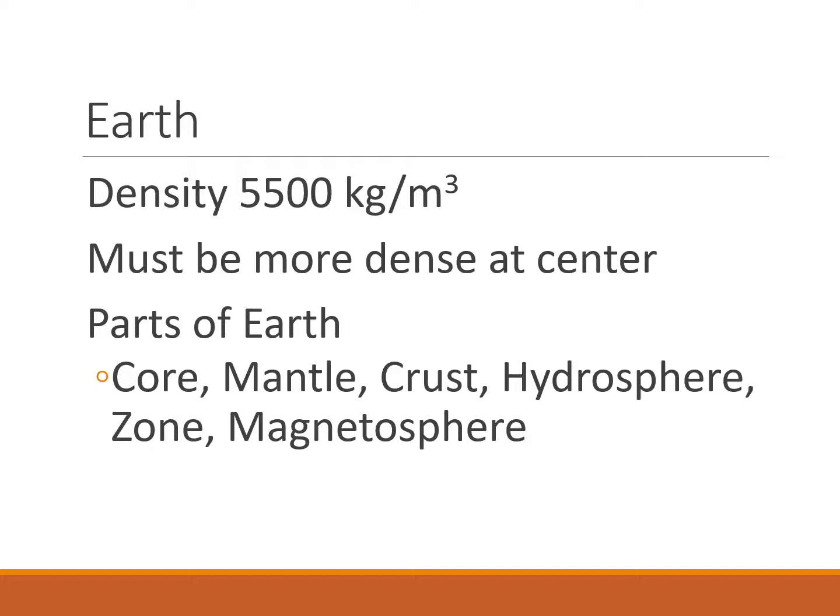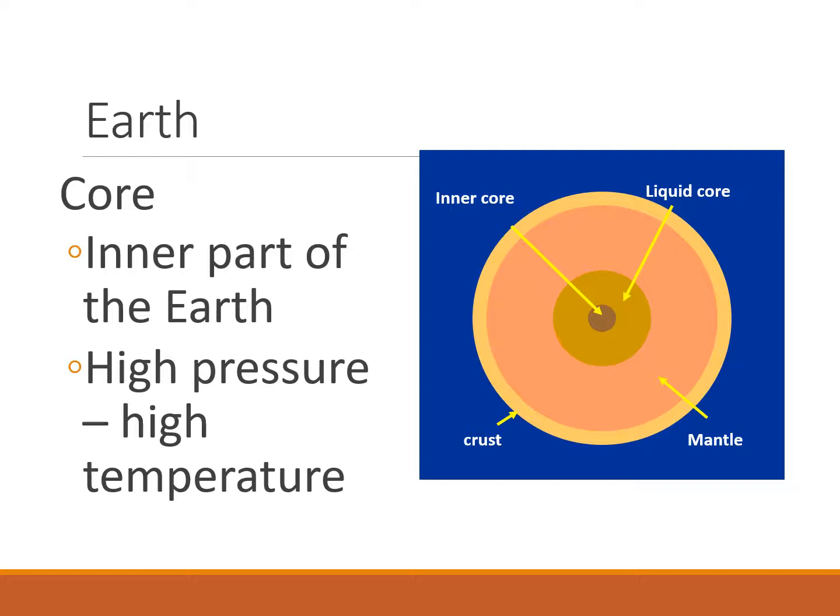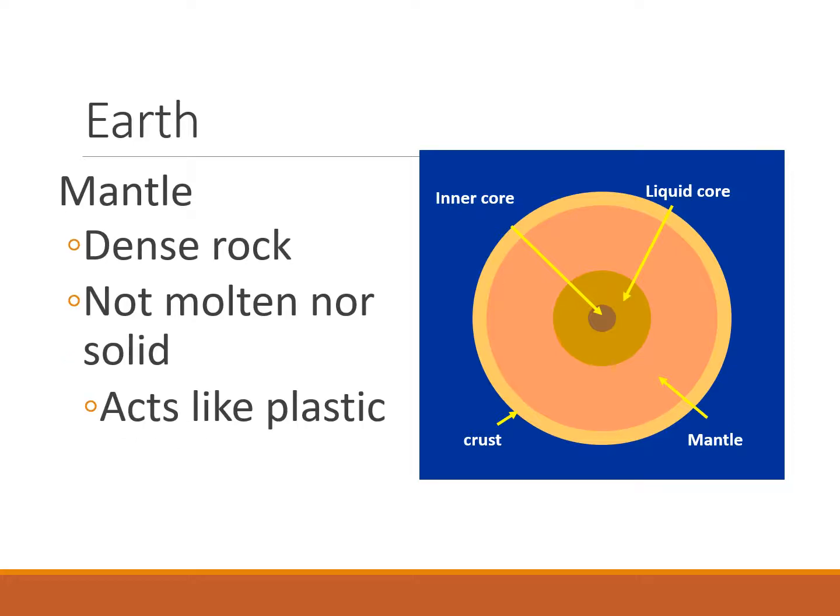Okay, so let's talk about the parts of the Earth. We're going to start out with the core at the center. Then we have the mantle, the crust, the hydrosphere, the ozone, which is actually another way of saying the atmosphere, and then we'll talk about the magnetosphere. Inside the core we have very high pressure and very high temperatures. We have an inner core, which is solid, and then we have a liquid outer core. The mantle is dense rock. It's not molten, but it's not solid either. It acts more like a plastic.